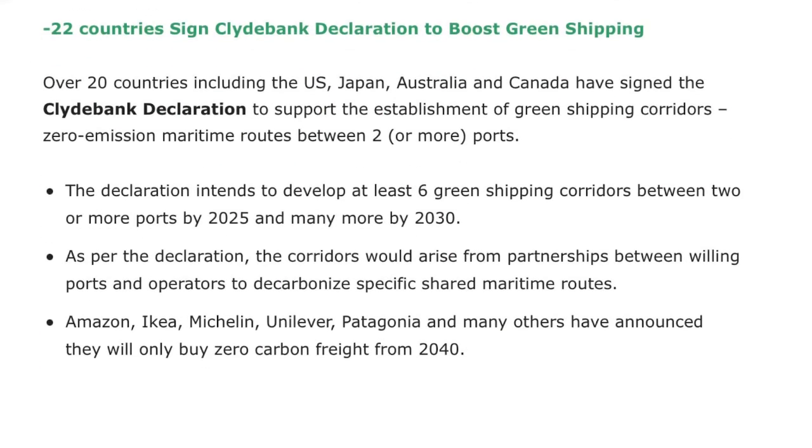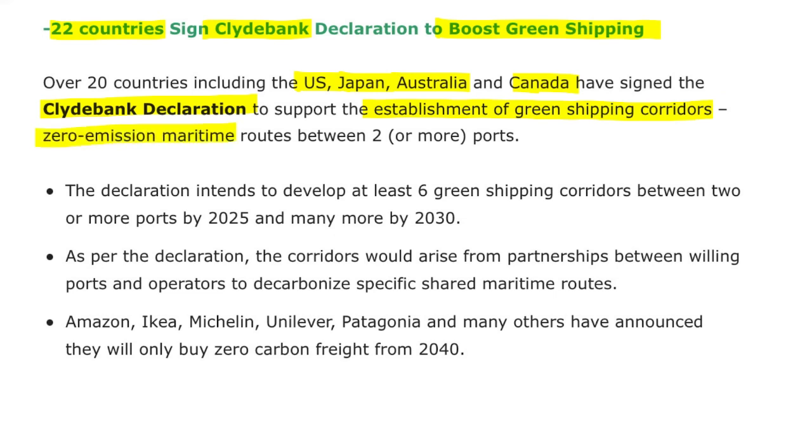Next, 22 countries signed the Clydebank Declaration to boost green shipping. What is this Clydebank Declaration? Remember, the US, Japan, Australia and Canada are among the countries that have signed the Clydebank Declaration to support the establishment of green shipping corridors for zero emission maritime routes.